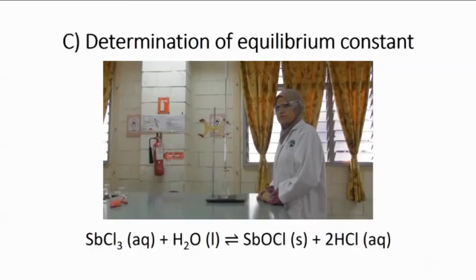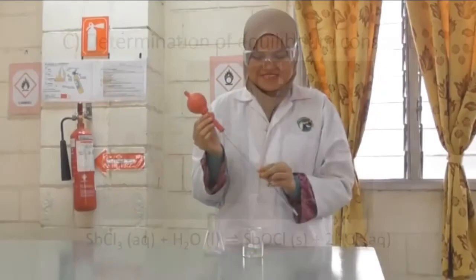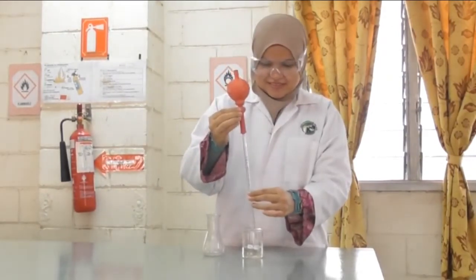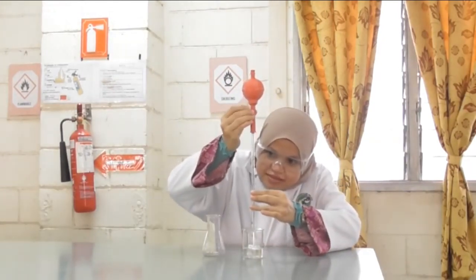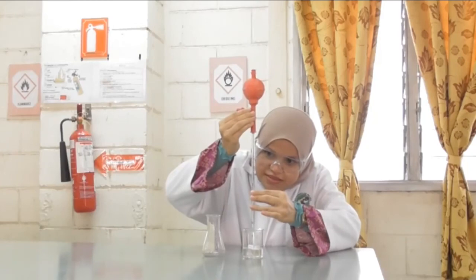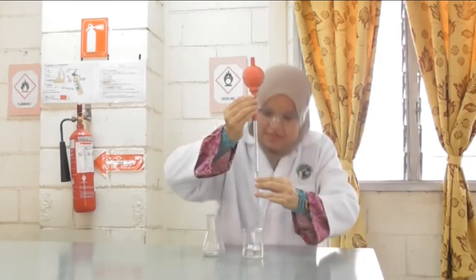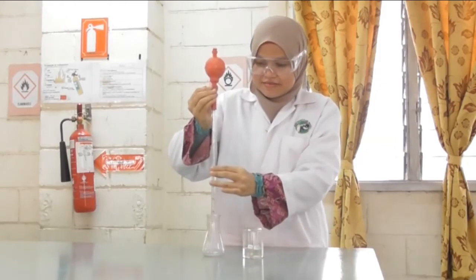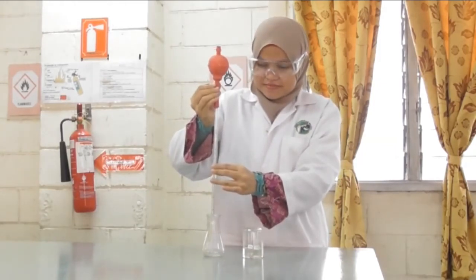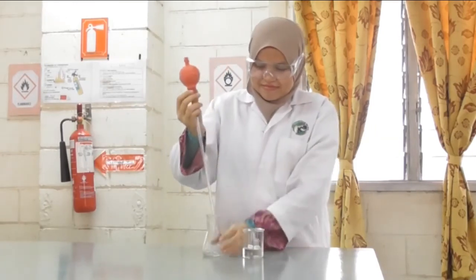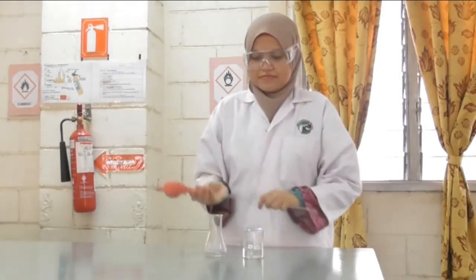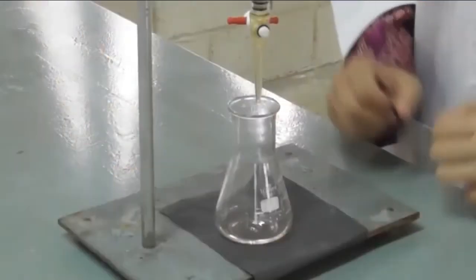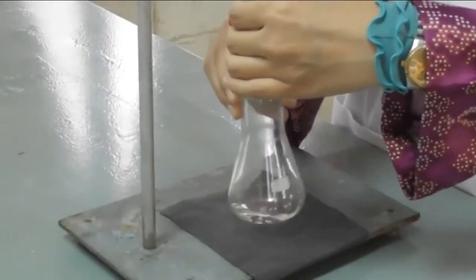For part C of this experiment, you will determine the equilibrium constant for the chemical equilibrium given. First, pipette 5 ml of 0.5 molar antimony trichloride in 6 molar hydrochloric acid into a 100 ml conical flask. Fill the burette with distilled water. Record the initial reading of the burette. Put black sugar paper on the bottom of the conical flask in the titration setup. Then, titrate the solution in the conical flask with distilled water.